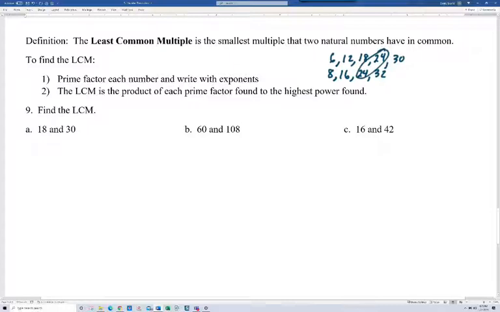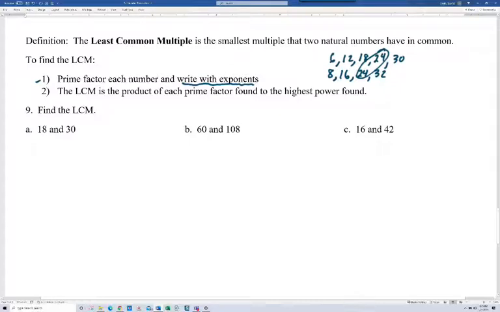And you can see the smallest that they have in common is going to be 24. Now, if we kept going, you would find that there are others that they have in common, but we're looking for the least common multiple, and that would be the 24. All right, so that's the way we normally will do it if the numbers are small, but we can use the prime factorization in the following way to find the LCM. So step 1 is to prime factor each number and write with exponents. Notice with LCM, we're going to write our prime factorizations with exponents.